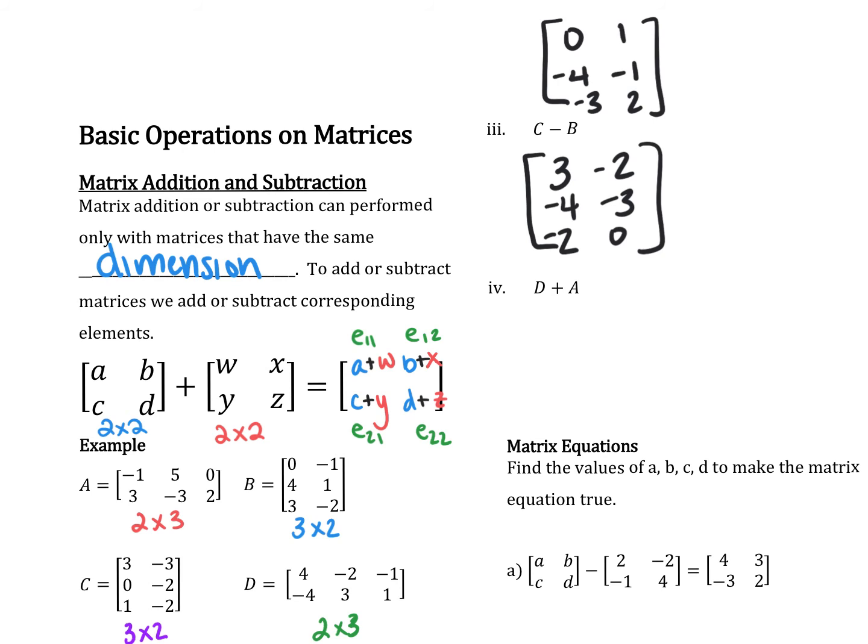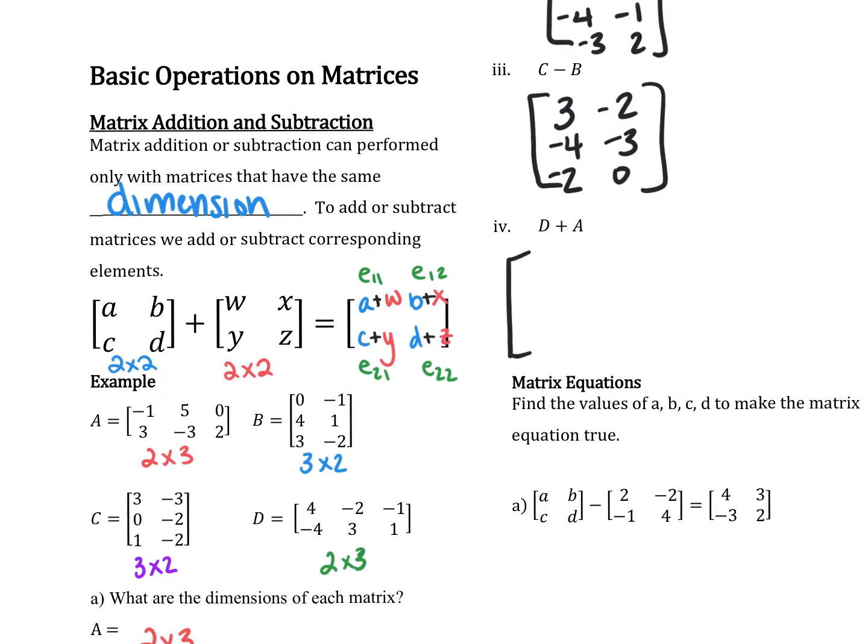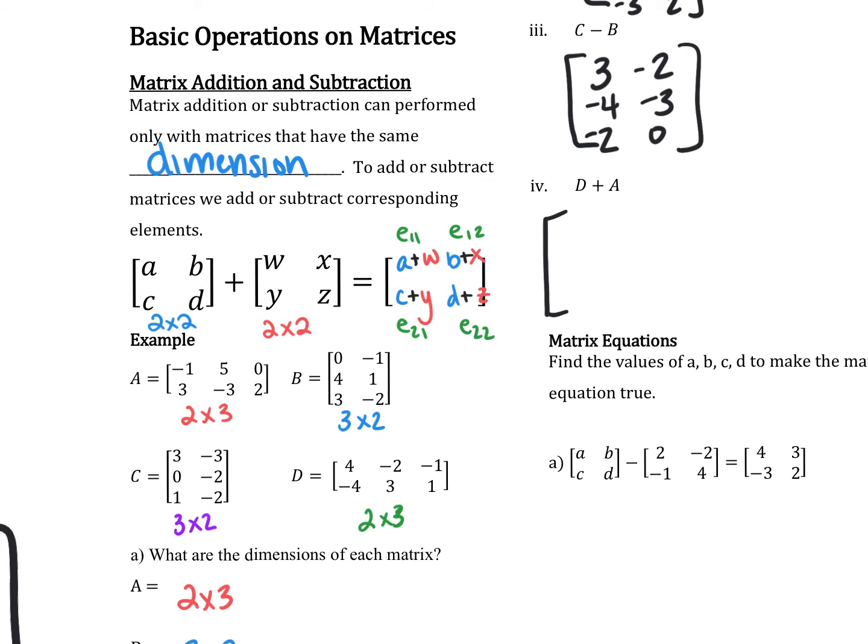Last one, D plus A. D plus A is going to be 4 minus 1 is 3. -2 plus 5 is 3. 1 plus 0, 1. -4 plus 3, -1. 3 minus 3, 0. And then 1 plus 2 is 3.